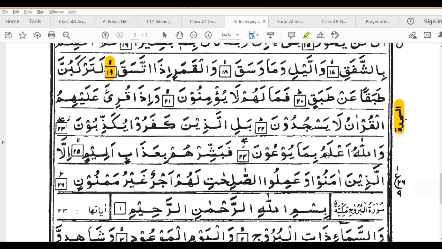Wallahu a'lamu bima yu'un. Wallahu a'lamu a'lamu bima yu'un. Okay, good. Well done.